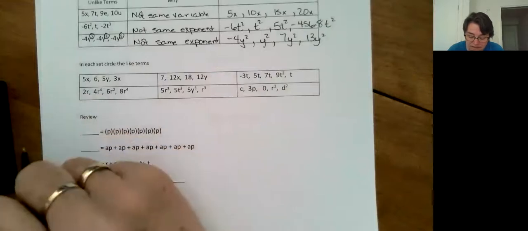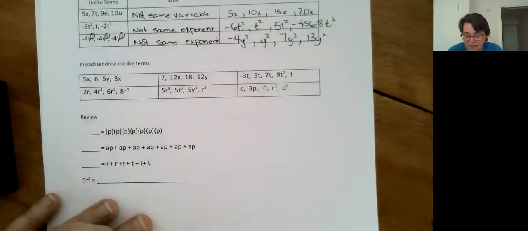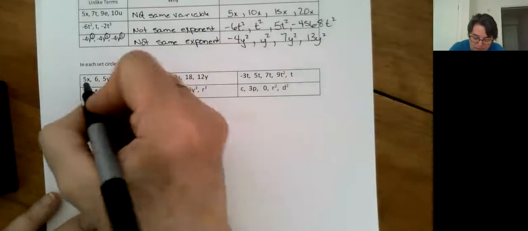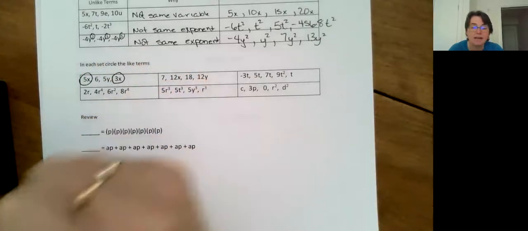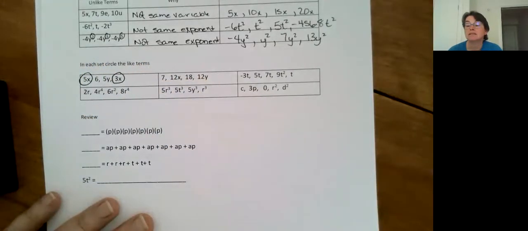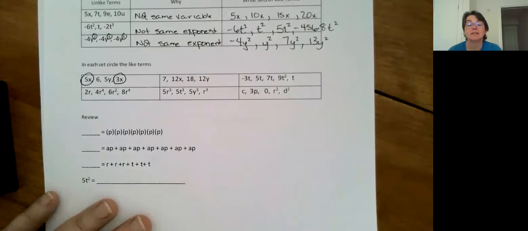So we need to circle like terms. We're looking for stuff that has the same letter and the same exponent. Okay, well, this is not really challenging. There's an X, and there's an X. Ta-da. Okay, if you haven't done it, turn off the camera, do the rest of them. And I trust you did that.